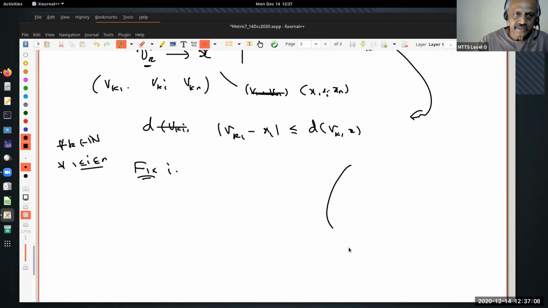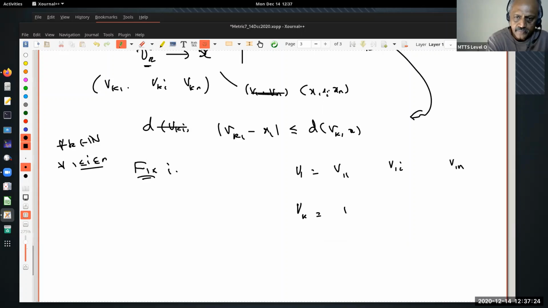Just to make sure you understand, let me write it, because if you're a beginner, it's good to see these things pictorially. My v1 is going to be v11, v1i, v1n, and my vk will be vk1, vki, vkn. You understand? Now my x is going to be x1, xi, xn.